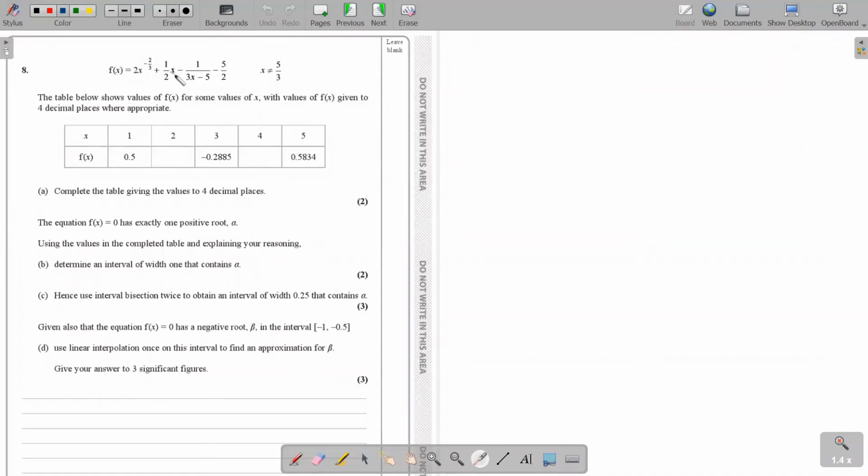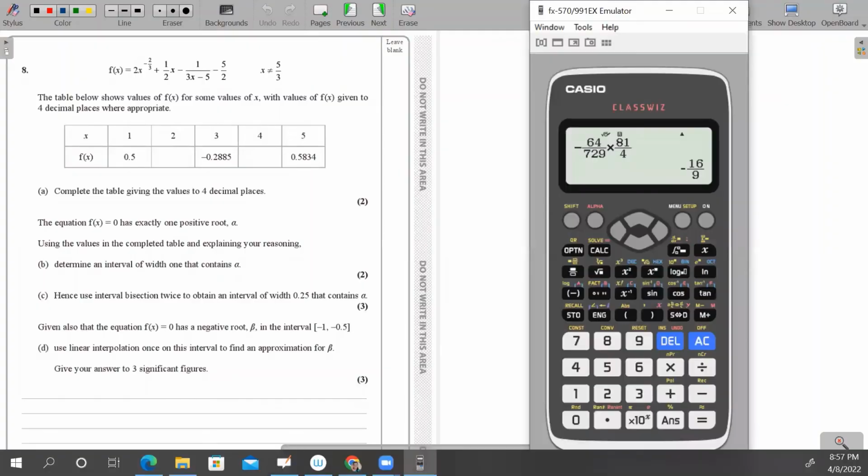Okay, question number 8. f(x) equals 2x to the power minus 2 over 3 plus half x minus 1 over 3x minus 5 over 2. The table below shows values of f(x) for some values of x, with values of f(x) given to 4 decimal places where appropriate. Complete the table giving the values to 4 decimal places. Okay. How do you give this to 4 decimal places? I think the most appropriate thing here is that you type the entire equation in the calculator, right? That is the best thing to do here. Minus 2 over 3. Do you see what I'm doing here? I'm typing the entire equation in the calculator.